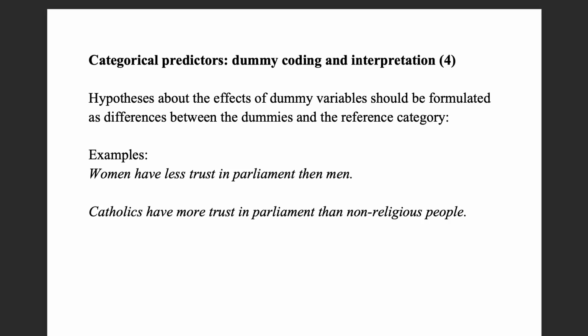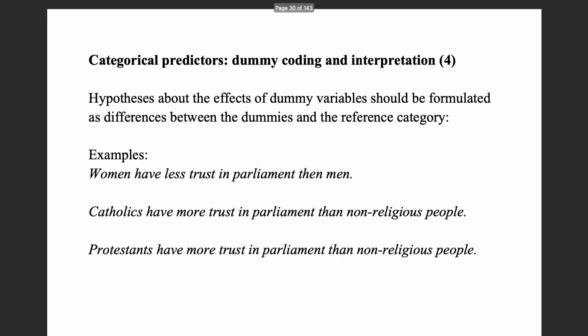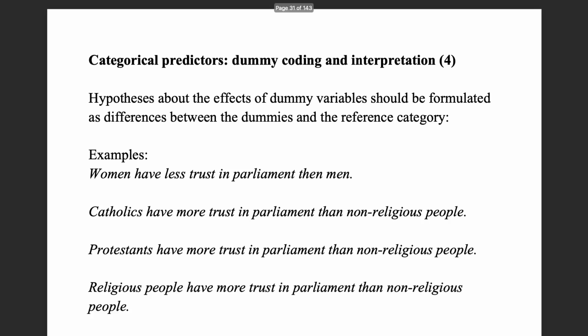So in this case, we picked the non-religious people as the reference category. So we formulate our hypothesis as: Catholics have more trust in parliament than non-religious people. We could do the same thing for Protestants. Again, Protestants have more trust in Parliament than, again, our reference category, the non-religious people. Or we could even say people in general that are religious have more trust in Parliament than non-religious people, and then just in our analysis split those religious people out into Catholics, Protestants, and others.